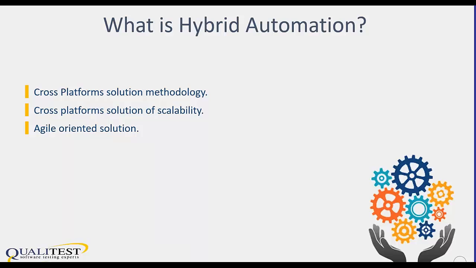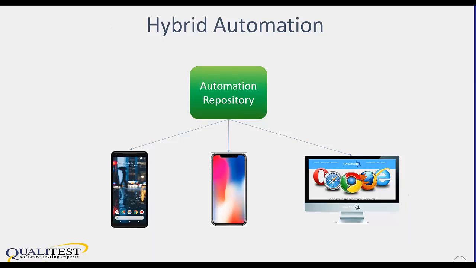So what is actually hybrid automation? It's a cross-platform solution methodology. It solves the problem of cross-platforms and the endless platforms that we have in the market. It addresses the scalability issues that we have, and of course today we are working in Agile methodology, so it's an Agile-oriented solution. The solution is about how we take the same or similar things together and implement them as one automation repository, and take the differences between platforms and try to deal with them.